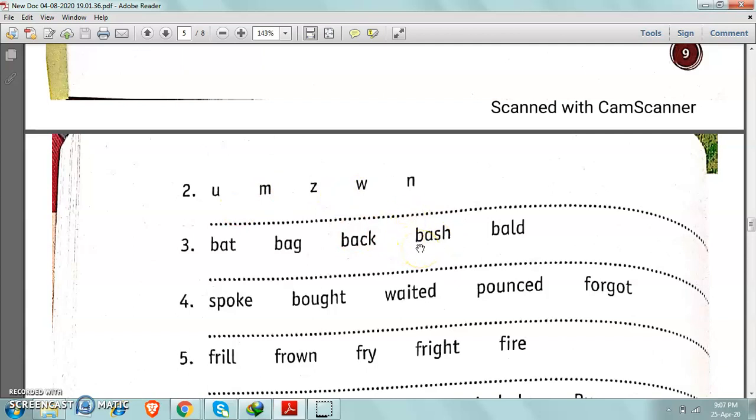Bat or bash, children? S comes first or T comes first? S comes first, so we will write here bash, and then last bat. See, it is a three letter word, but it has a third letter which will come in last, means after S. So here we will write bat at last. Clear? So what is our sequence? Back, bag, bald, then bash, and then last bat.